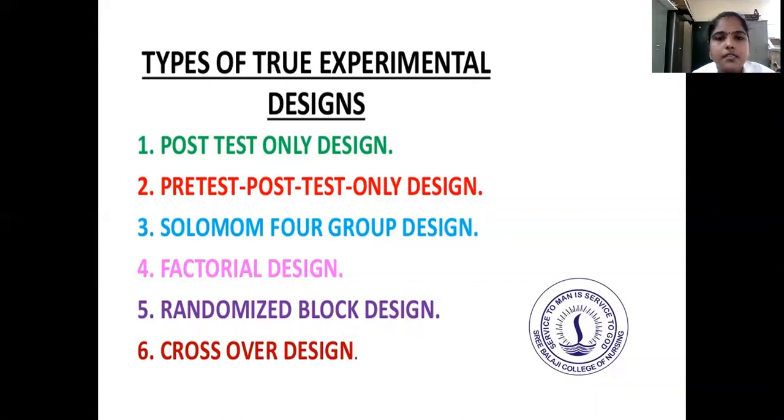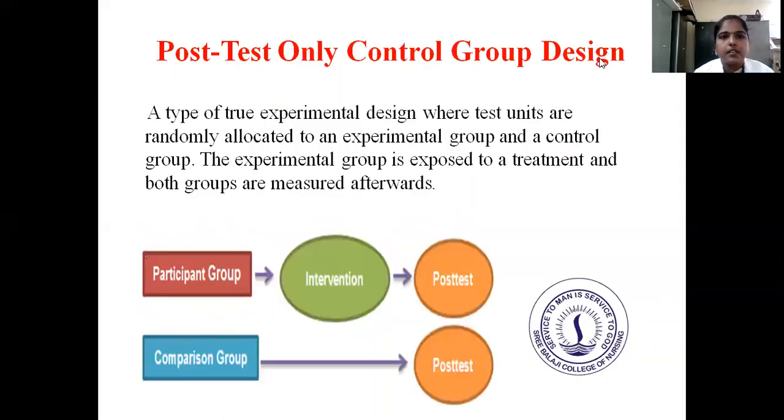Let me see what is post-test design. Then post-test only control group design. This is a type of true experimental design where the test units are randomly allocated to an experimental group and a control group. The experimental group is exposed to a treatment and both groups are measured afterwards. This is called post-test only control group design.